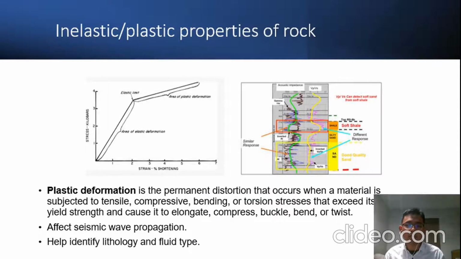Inelastic or plastic property of rock can be explained by the plastic deformation of the rock itself, where the rock experiences permanent distortion that occurs when a material is subjected to tensile, compressive, bending, or torsion stresses that exceed its yield strength. Just like elastic property, it shows effect to seismic wave propagation, and different rock conditions have different elastic and inelastic property. And finally, the inelastic and plastic property of rock can help in lithology and fluid determination.